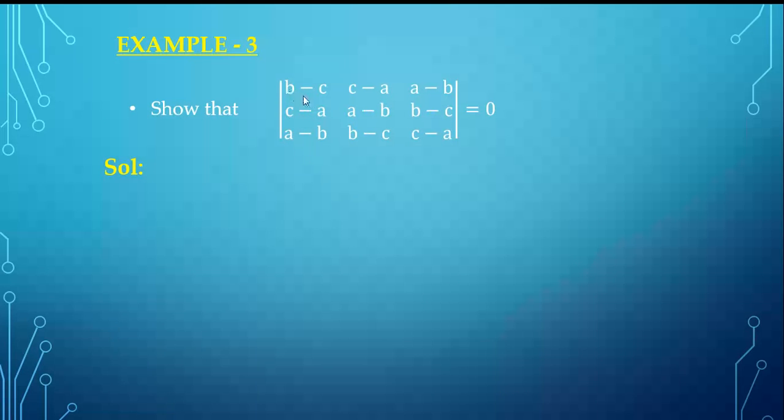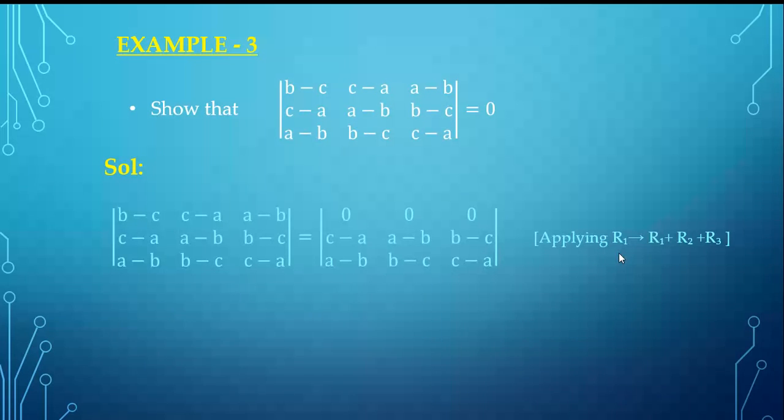So suppose we add R1, R2, R3, then what does it become? C cancels, minus A plus A cancels, plus B minus B cancels, right? So it becomes 0. What we do here is change only R1. When we apply R1 plus R2 plus R3, it means the change is only in R1, not in R2 and R3. R2 and R3 will be the same, only R1 changes.